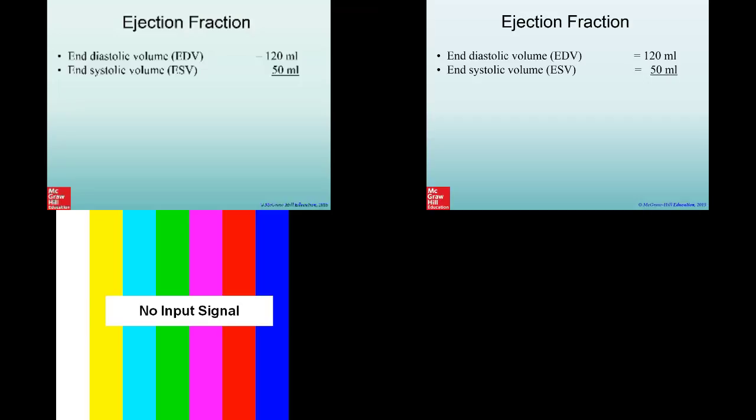So if it's a weak contraction, then the end systolic volume is going to be higher. You're going to have more blood left in the ventricle after the contraction. You're going to have a lower ejection fraction.